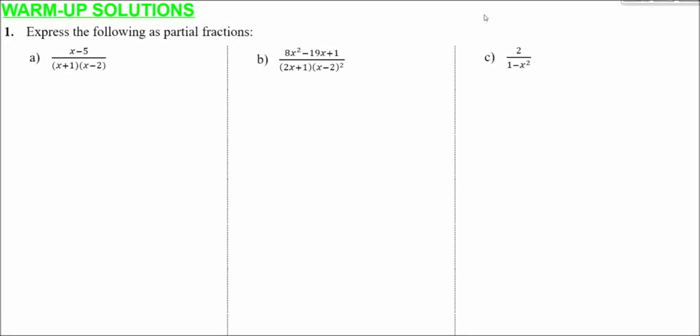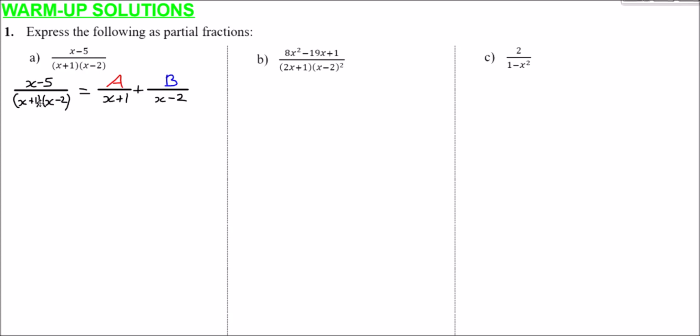So question 1, we're expressing the following as partial fractions. So the first one, we've got x minus 5 all over x plus 1, x minus 2. So what we're going to do here is set it out by saying x minus 5 over x plus 1 multiplied by x minus 2 can be written as the sum of 2 different fractions, some constant a over x plus 1, the first factor, plus another constant b over the second factor in the denominator, x minus 2. So now we just need to remember what we need to do next.